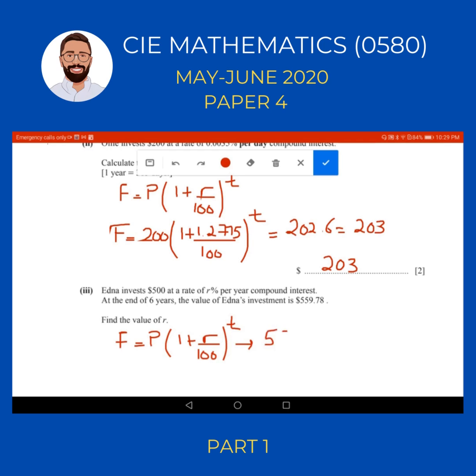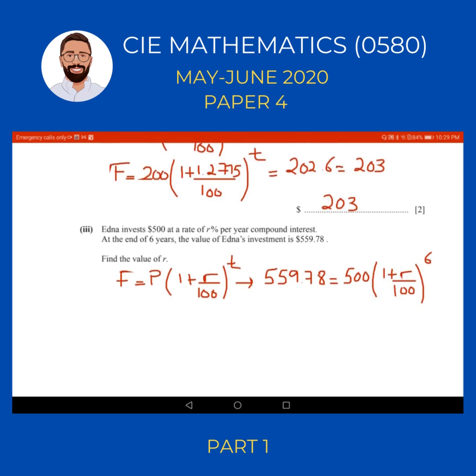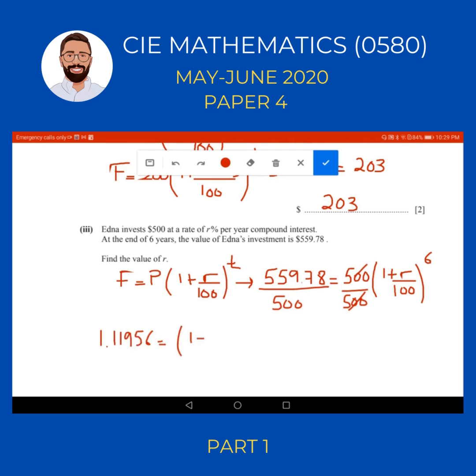So 559.78 is equal to the principal amount, which is 500, times (1 plus R over 100) raised to the power of 6, because it says at the end of 6 years. R is unknown, because I need to find R. So here I need to divide by 500 and here by 500. So 559.78 over 500, the answer is 1.11956, equals (1 plus R over 100) raised to the power of 6.